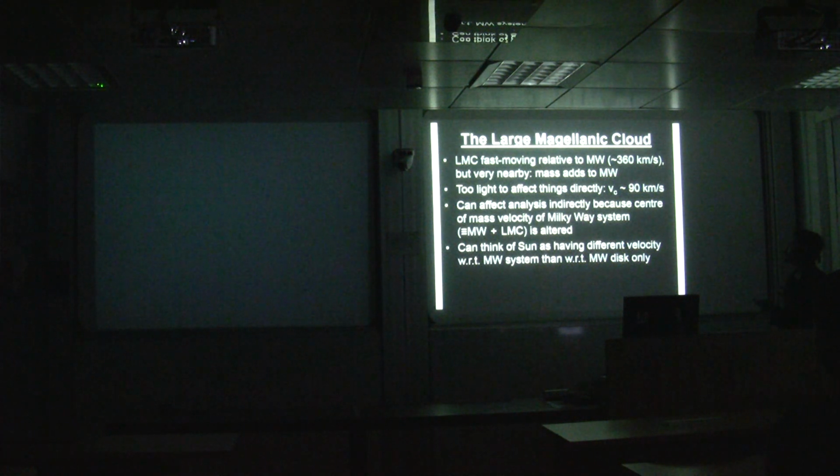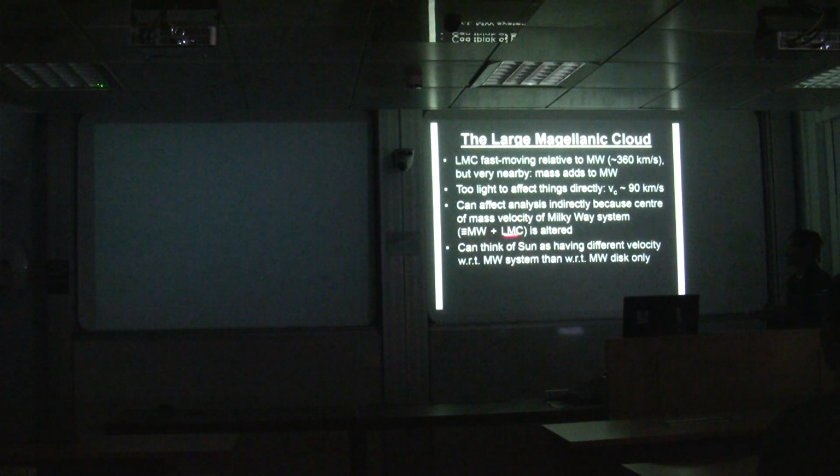So the reason is that it can affect the analysis indirectly, because although it can't do very much dynamically, what it can do is shift the center of mass velocity of the Milky Way system, which is the Milky Way plus the Large Magellanic Cloud. One way to think about what's going on here is to say that our equations have to have a correction for the sun not being static with respect to the Milky Way center. Similarly, now we have to change that slightly to say the sun has a slightly different velocity with respect to the Milky Way system, these two, than with respect to the disk only. So you can make a small adjustment to your equations to allow for this.